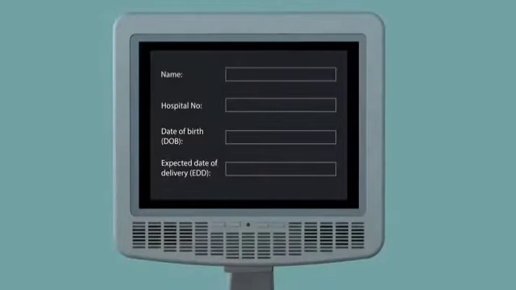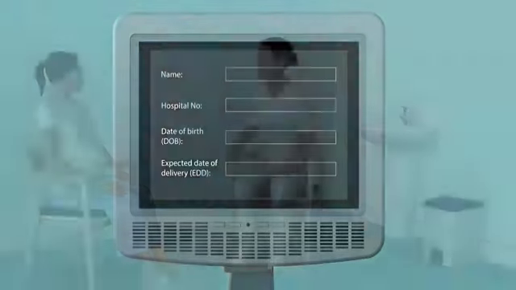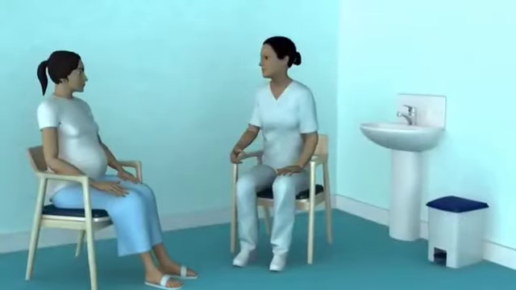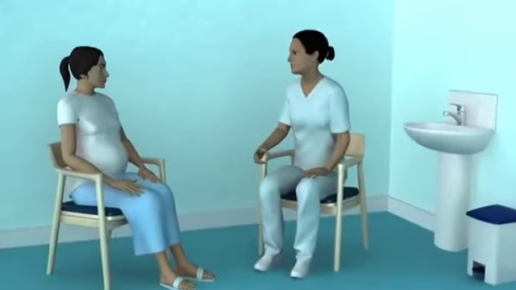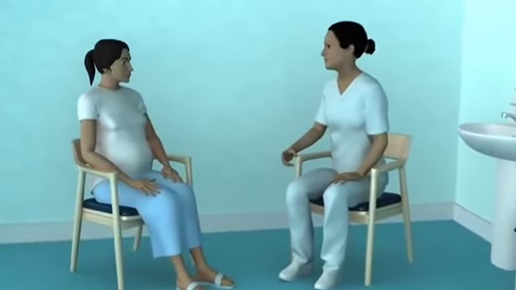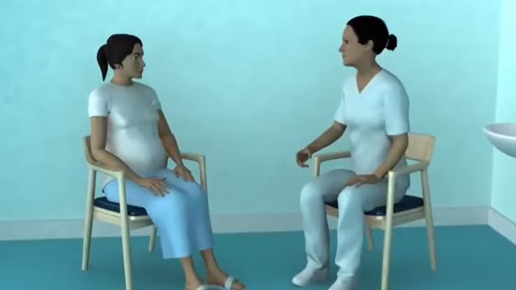Before starting the ultrasound scan, enter the woman's details and confirm them with her. Explain the process and the indication for the scan. Make sure she is ready to proceed and answer any questions she may have.